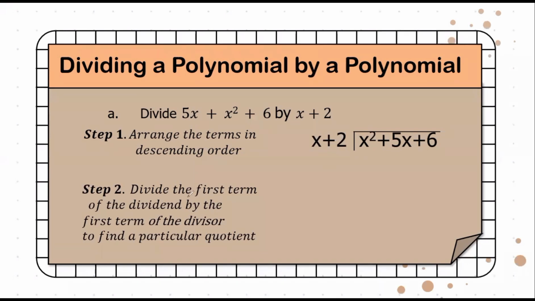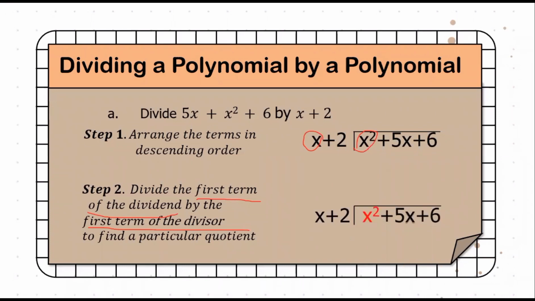now the first term of the dividend. Saan ba yung first term ng dividend? Ito po yun. Okay, it's the x squared. By the first term of the divisor. Saan yung first term ng divisor? Ito po yun, yung x. Okay? So we have to divide x squared by x in order to find a particular quotient. So that will give us now, ayan, x squared divided by x, it's equal to x.